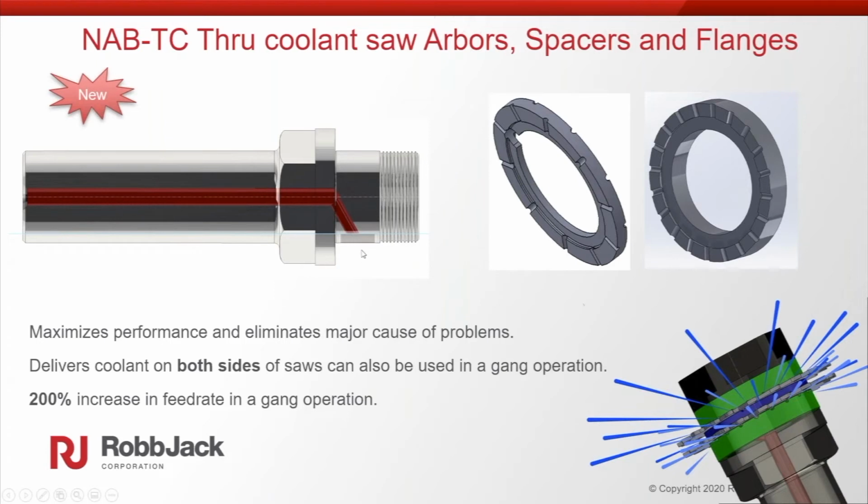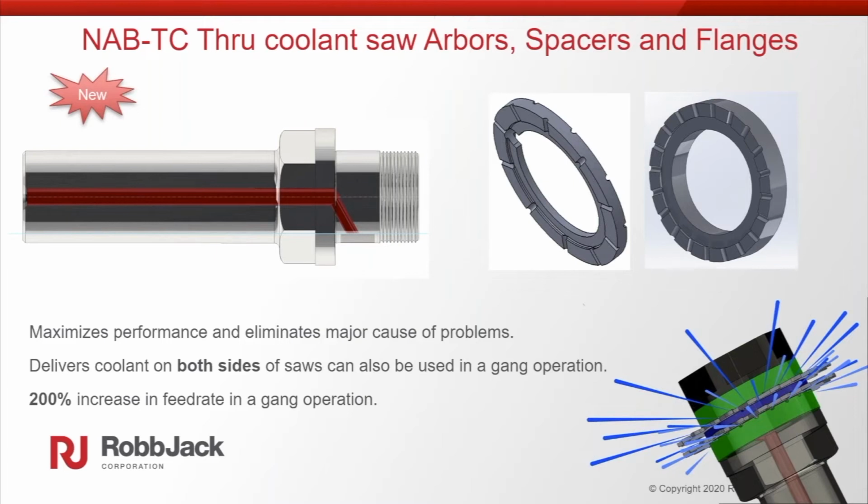But if you're ganging multiple saws together, we have these through coolant spacers that put coolant on both sides of it. So you're able to have coolant on the left side and right side, and it's pretty dramatic performance. We're seeing people reducing their cycle times, and 200% is not out of place. It depends on the application and the material, but you get really, really good coolant flow, and it solves a major problem when using slitting saws.